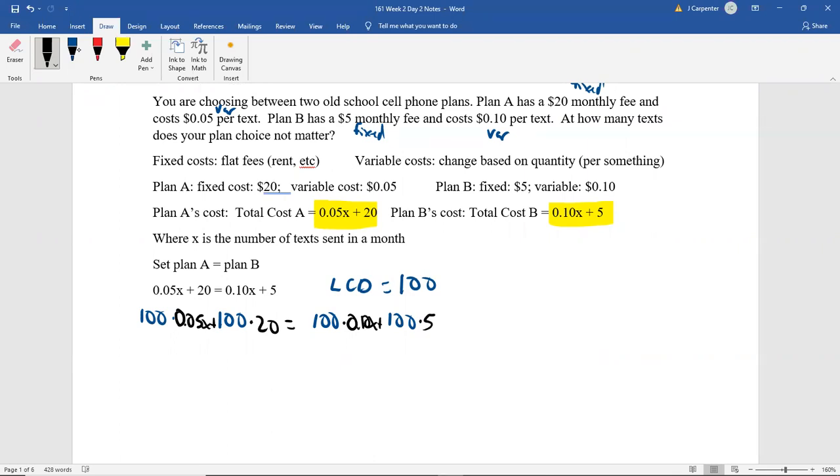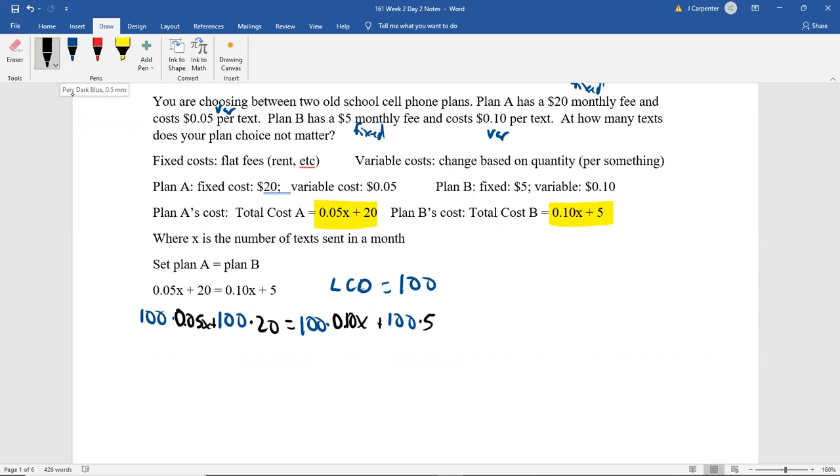Got a little squishy there, but you can read it, hopefully. 100 times the 0.05x plus 100 times the 20. The 20 didn't have a decimal. Don't do that. Wrong. Every single term gets the LCD multiplier. 100 times the 0.10x. That got a little ugly. I can make that better. That's fine. 10x. There we go. Plus 100 times the 5.